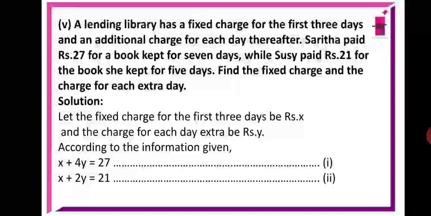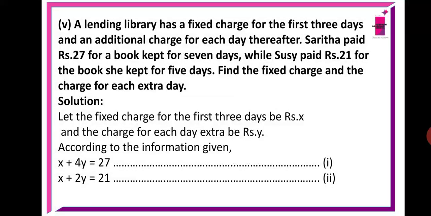For example, the fixed charge is x, and the charge per day after the fixed days is y. So generally, for the first 3 days the charge is x and for the next 4 days each day is y rupees. So x plus 4y equal to 27. If you take the second situation, 5 days it is 21, meaning 3 plus 2 days. Now x plus 2y equal to 21. If you subtract, you will get 2y equal to 6. So y equal to 3. Per day it is 3 rupees.